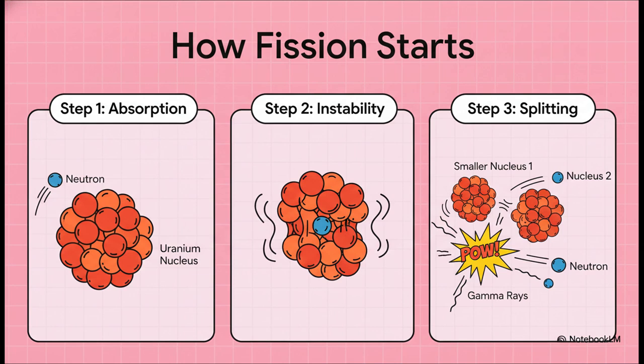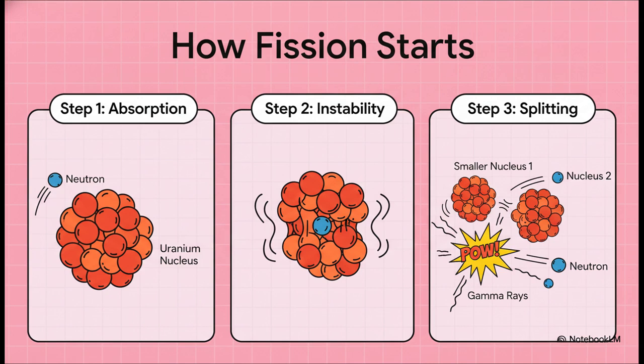So how does this actually get started? It doesn't just happen on its own, right? You need a trigger. A big, unstable nucleus, let's say uranium-235, has to catch or absorb a slow-moving neutron. That's the first critical step. Once it absorbs that neutron, the whole nucleus gets super wobbly and just splits. It breaks into 2 smaller nuclei.